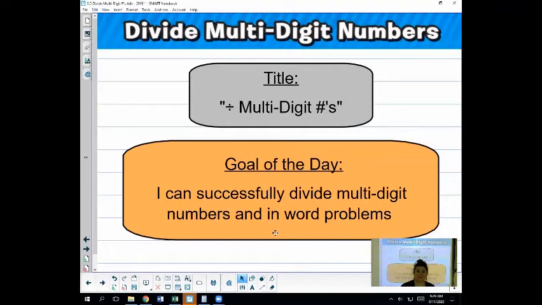Morning, we're going to go ahead and today divide multi-digit numbers. So that is what your goal says on the board.